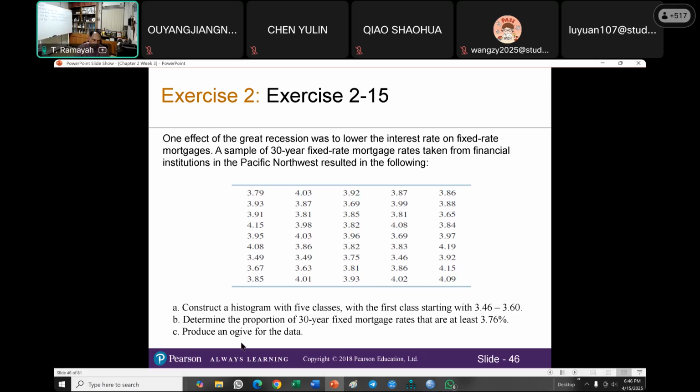We need to also produce an OGIVE for the data. So based on the discussion we had today, you can try this out when you have the time. Next week, I will give you the answers and how to do them. Any questions on histogram and OGIVE?